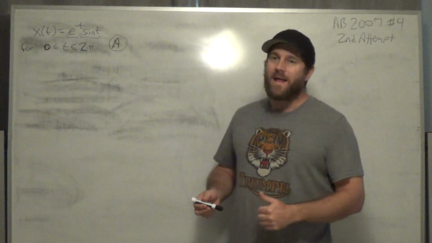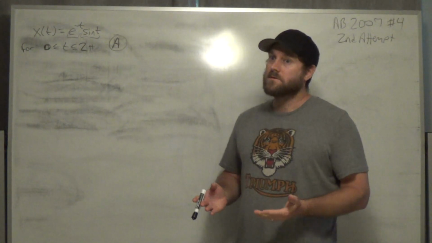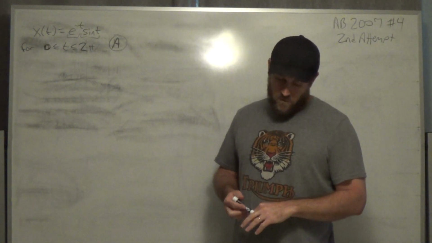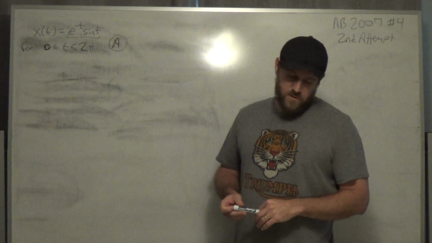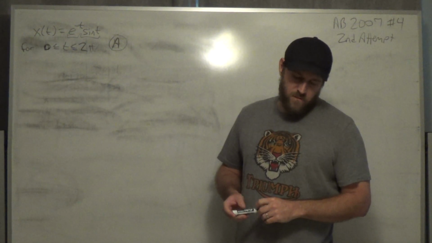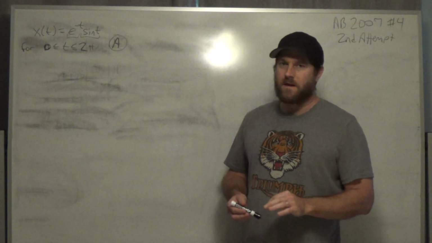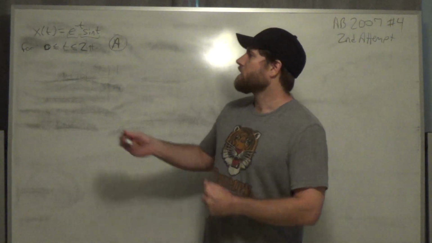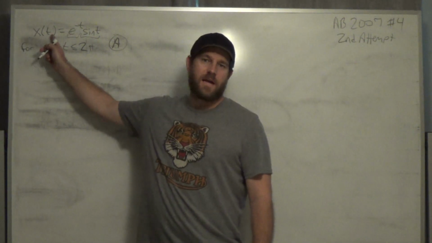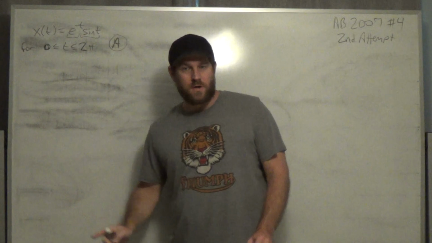Alright, so part A and part B. There's only two parts, which means they're going to be difficult. And they are. So the first one says, find the time at which the particle is furthest left and furthest right. Now, some quick items to make. This is x of t, which is the position function.